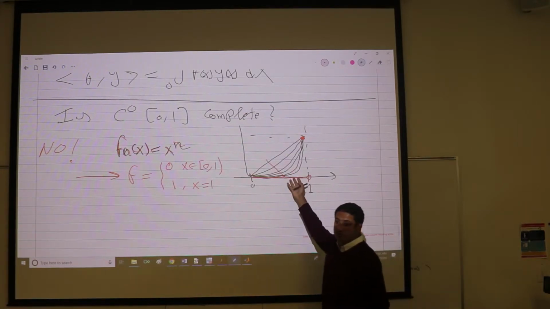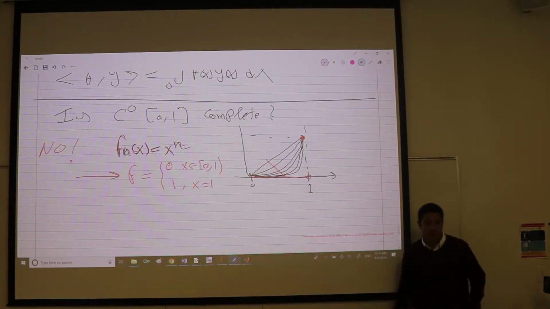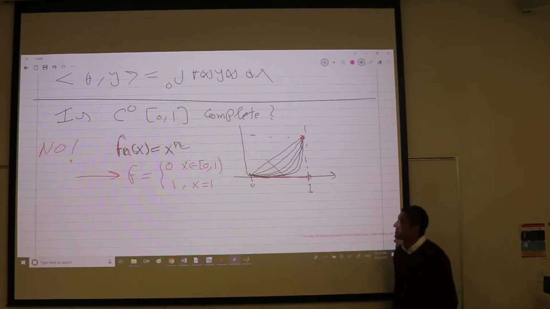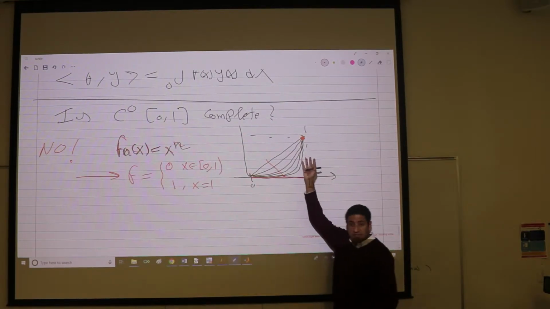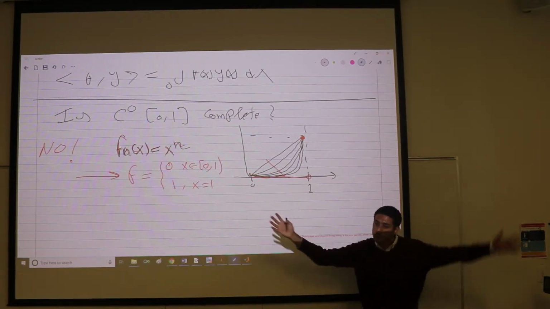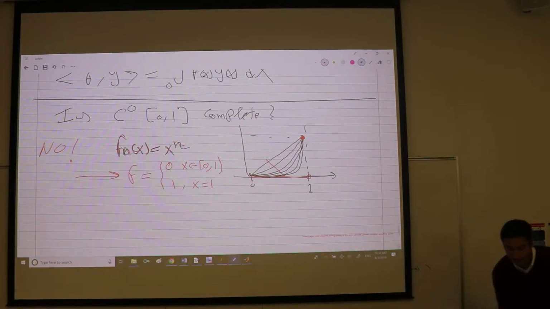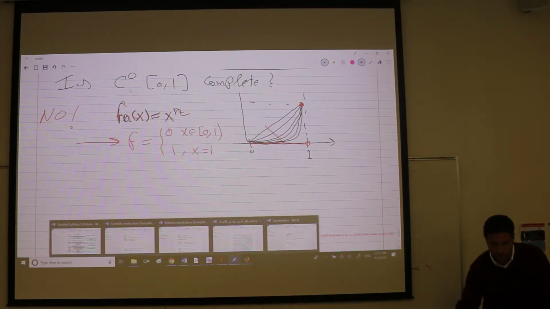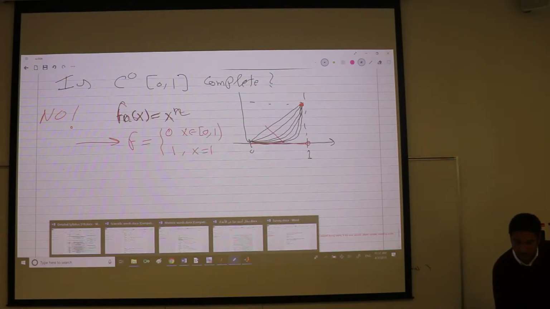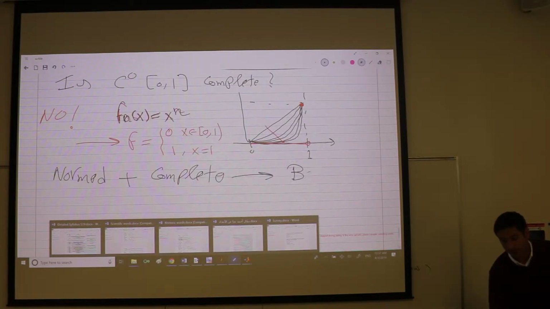So a sequence of continuous functions converge, but they converge to a function that is not continuous. So it's not complete. We should add these limits. We should add this function to the continuous functions, and all the other limits, to make them complete. And when you complete it, now here is the thing, because if you ever hear these words, I want you to be aware of them. So normed space, if you have a norm, plus completion, we get something called a Banach space.